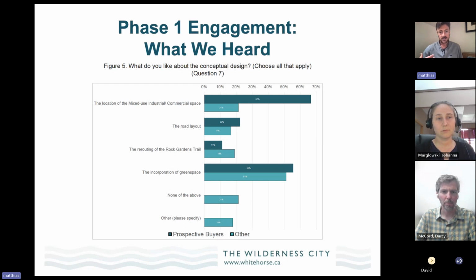What people liked about it was the location, and you can see at the bottom there's prospective buyers, those who said that they were in the market and those who said they weren't, and so there was a bit of a discrepancy there. People who were in the market liked the location, whereas those who weren't didn't like it as much or didn't pick that as their top one. The incorporation of green space, we had some positive response on that, which is good. And you'll see that the draft concept actually has quite a bit of green space incorporated.